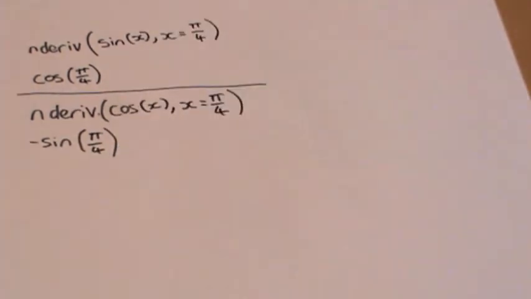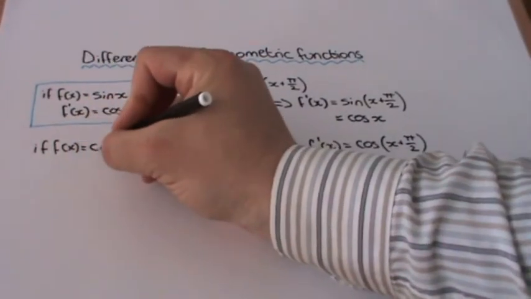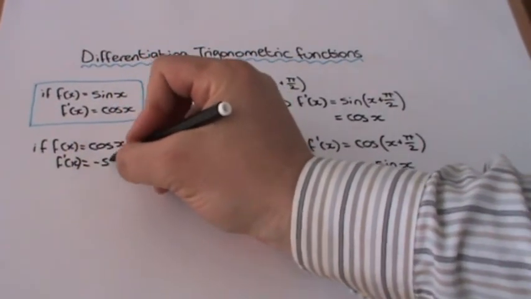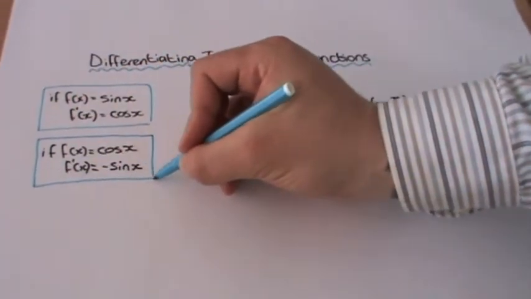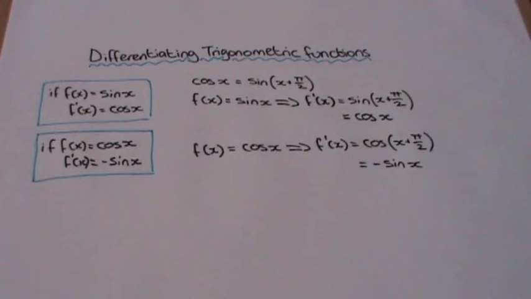So using the nDeriv function, we check the point pi by 4, and I would encourage you to check other x values. If they're equal, then the functions match. If f(x) equals cos x, then the derivative is minus sin x. And again, it's important, so it goes in a box. Now what we're going to do is look at some worked examples.